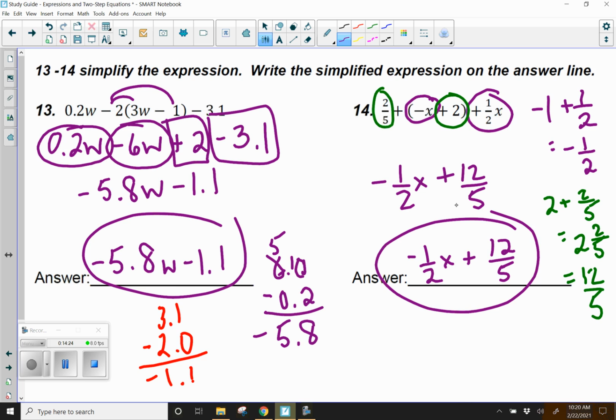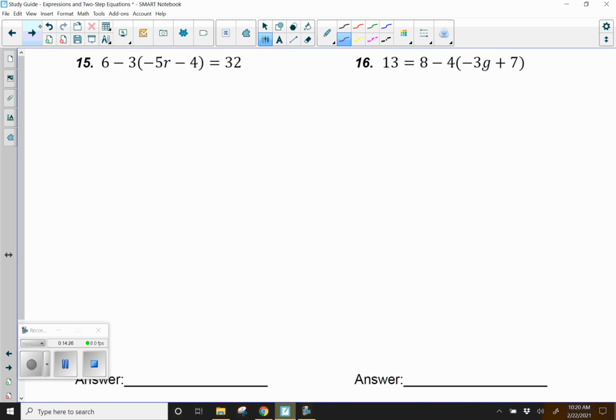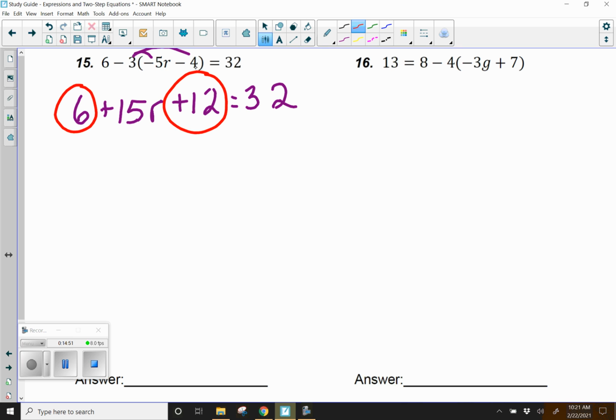Moving on to number 15, this is where we start solving our equations. Remember, when we have multi-step equations, we do need to distribute first. So we're going to start by distributing that negative 3. Negative 3 times negative 5r gives me a positive 15r. And negative 3 times negative 4 gives me a positive 12. Next, we want to combine like terms. We have a positive 6 and a positive 12. So that leaves us with 15r plus 18.